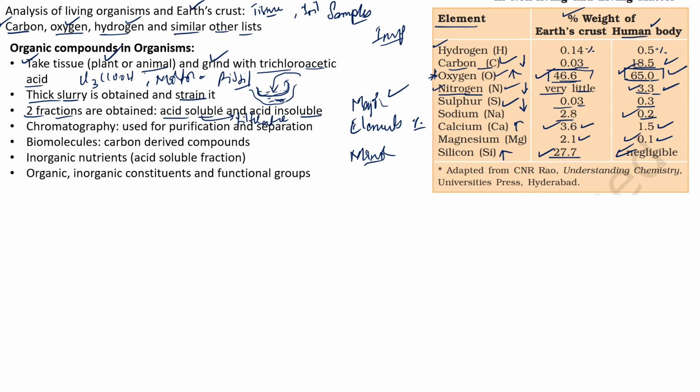Because of the type of organic solvent we are using over here, that is trichloroacetic acid, right? All the organic molecules present will be in the filtrate, and the filtrate is mainly made up of trichloroacetic acid. So now we can determine the constituents in the acid soluble fraction. And we have a technique called chromatography, right?